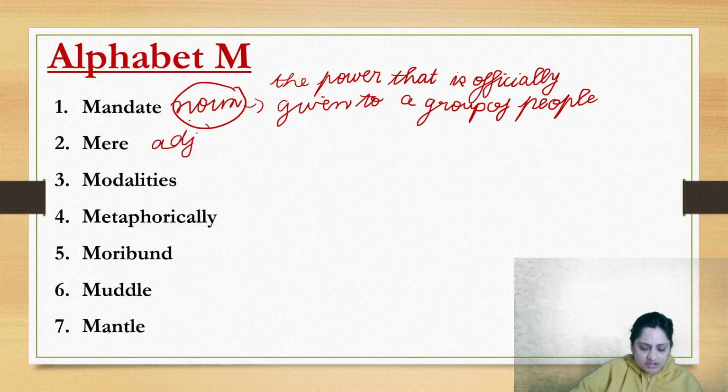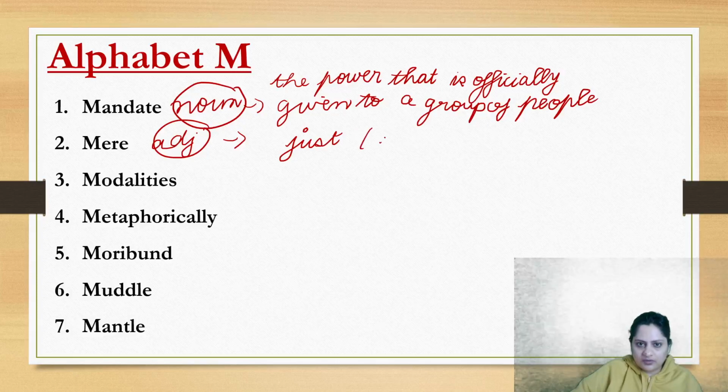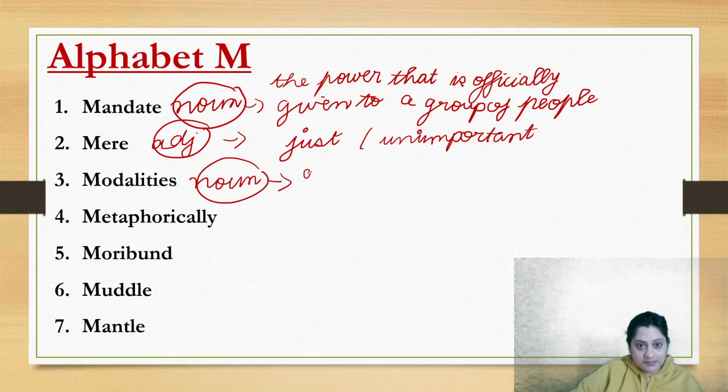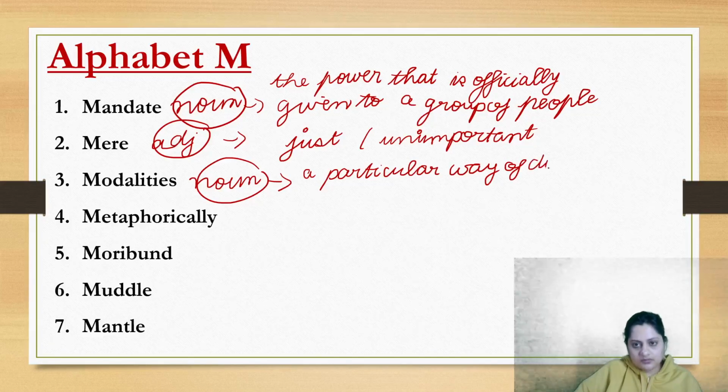Mere is used as an adjective, to emphasize how something is very, very small, unimportant. Okay, just only. To emphasize something which is not so important. Modalities is a noun word which means a particular way of doing or experiencing something.